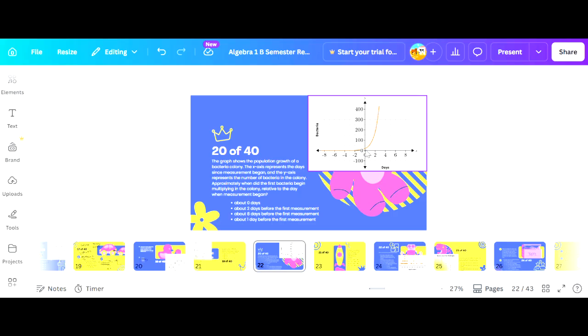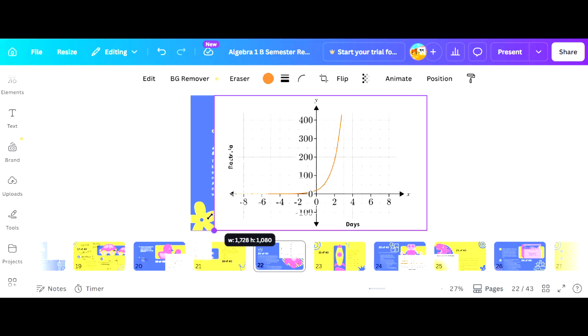So when did the first bacteria begin multiplying? I would guess about day 0, because look, it exists. It's right there. This is how many bacteria. Oh, no, it wants to know when it first began multiplying. It actually started before they started measuring. It looks like it started about 2 days before the first measurement. You could say about 1, but it's already there. This is a practice, so it's not going to count against your grade. But I would say about 2, because you can see it's starting there. It's well started before day 1.